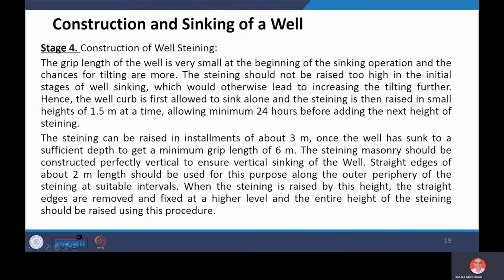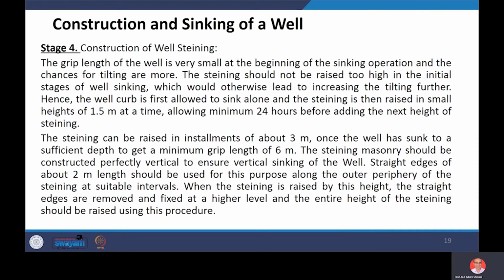The grip length of the well is very small at the beginning of the sinking operation, and the chances for tilting are more. Therefore, the steining should not be raised too high in the initial stage of well sinking, which would otherwise lead to increasing the tilting further. Hence, the well curb is first allowed to sink alone, and the steining is then raised in small heights of 1.5 meter at a time, allowing a minimum of 24 hours before adding the next height of the steining.